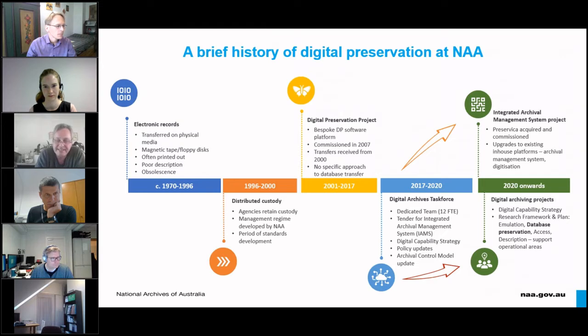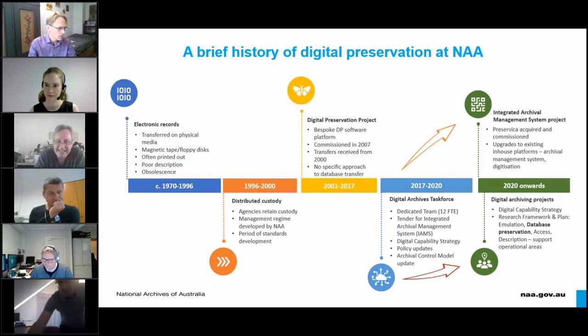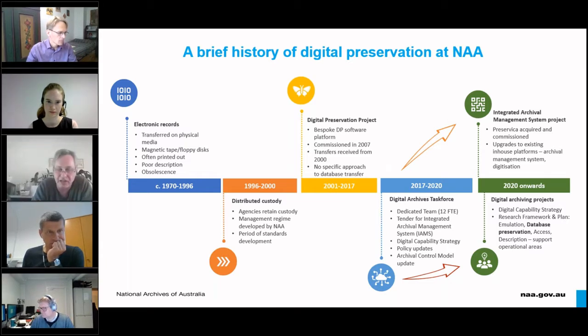Probably like a lot of archives and national institutions in particular, NAA began receiving transfers of digital records quite early on, at least since 1970. And of course, these came to us mainly on magnetic tape, and they were stored in an offline storage environment. And they were retrieved when someone requested them and accessed via computers in our reading rooms.